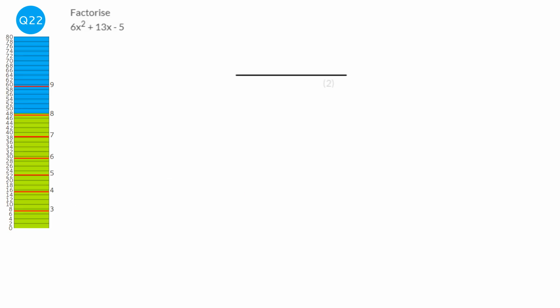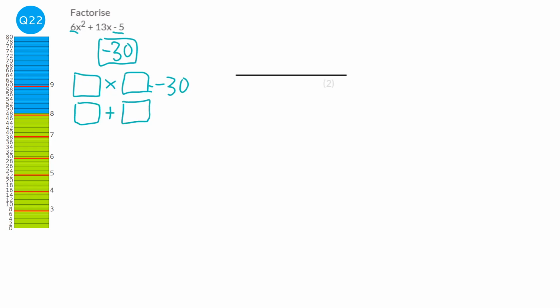We're going to first of all multiply the coefficient of the x squared, which is 6, with the number on its own at the end, which is -5, and that will give us -30. And the special thing about this number is we're looking for two numbers that times together to make that number, and we're looking for two numbers that add together to make the coefficient of the x, which would be 13. Now, to make a product that's negative, we know that they're going to have to be different signs. So one will be positive, the other will be negative.